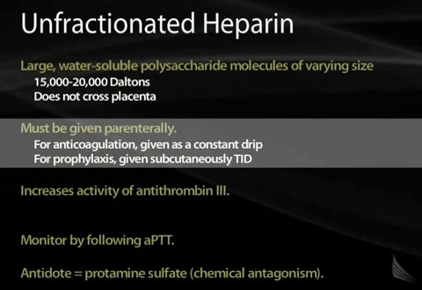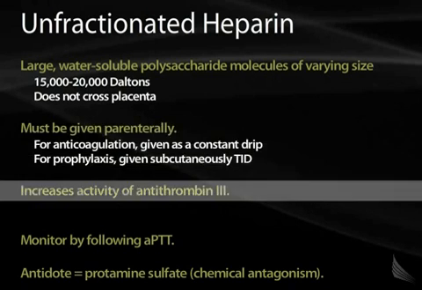When a patient actually has a blood clot and needs to be given heparin to help the body break down the clot, then the heparin must be given as a constant drip. For prophylaxis, for a patient that's at risk for developing a blood clot, unfractionated heparin can be given subcutaneously 3 times per day. The way that heparin works is by increasing the activity of antithrombin 3. This causes inactivation of thrombin and factor Xa.